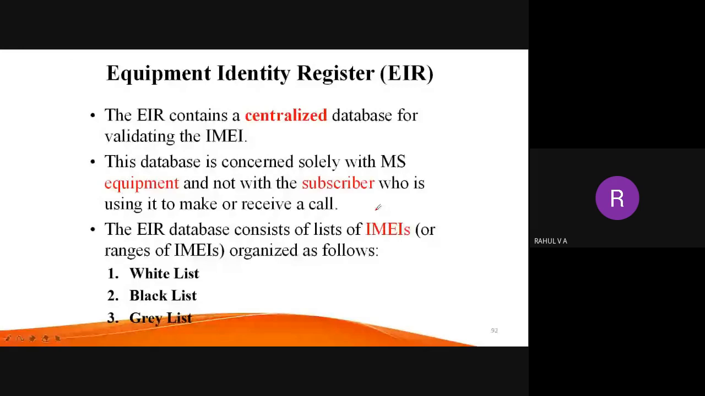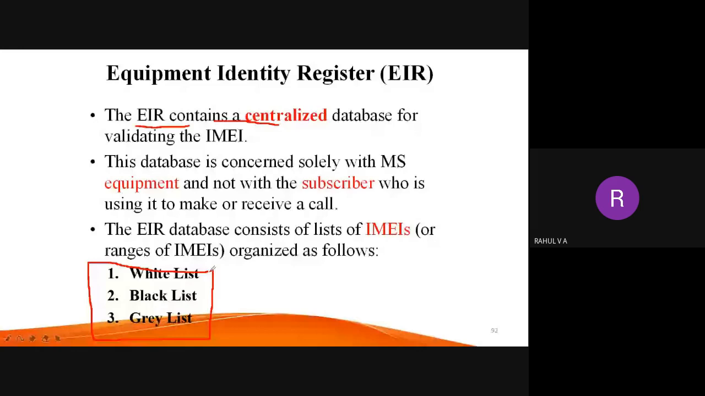So the device called EIR already has a database. It will have a centralized database for validating IMEI numbers. When a company manufactures mobile equipment, it registers the equipment, and the IMEI number will be in a centralized database. Depending on that, as I said earlier, the mobile equipment IMEI number is organized as follows: whitelist, blacklist, and graylist.